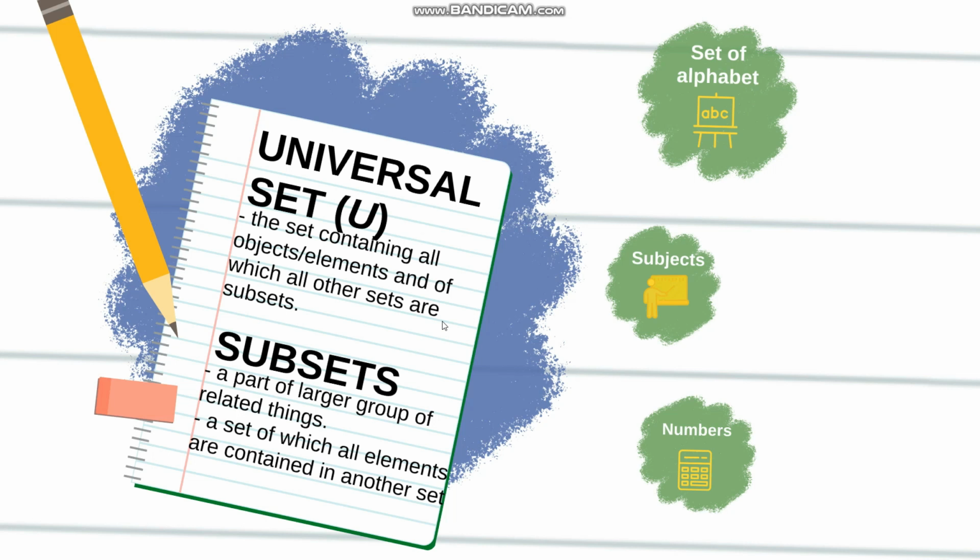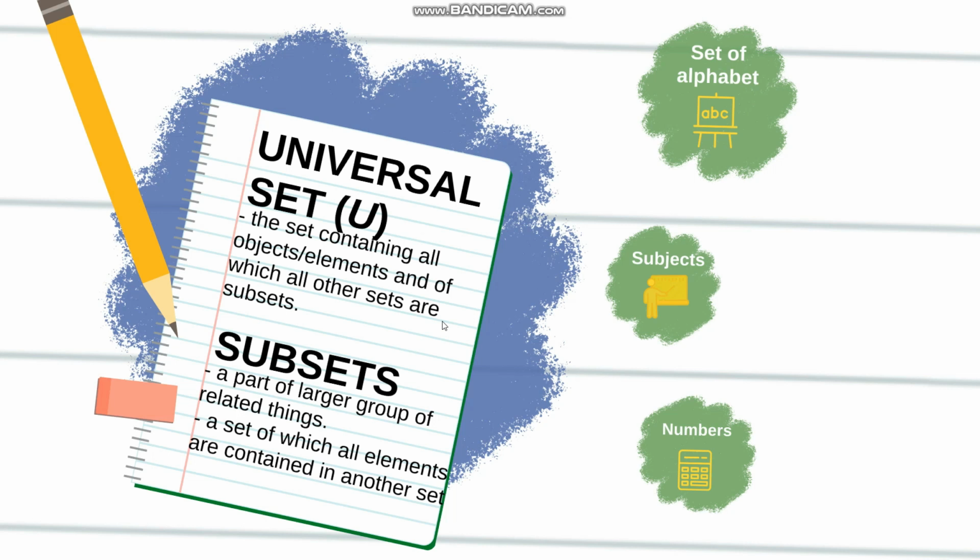Now, let's proceed to subsets. A subset is a part of a larger group of related things. A subset is only a part of a larger group. Okay? And it is also a set of which all elements are contained in another set. Those are subsets. So, universal set and subset.